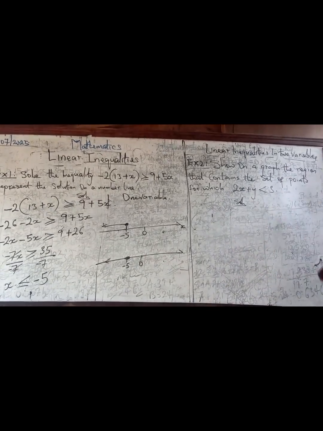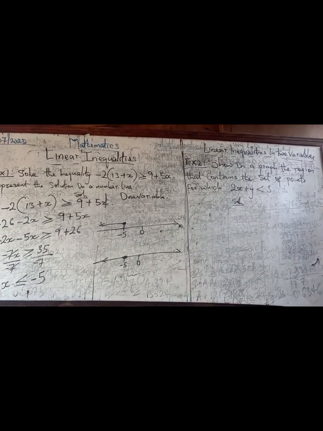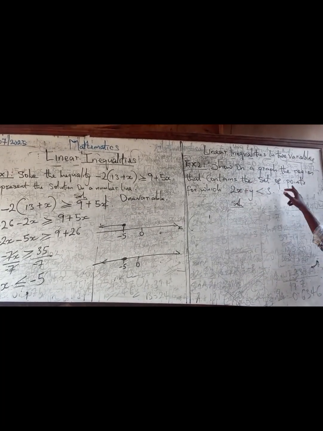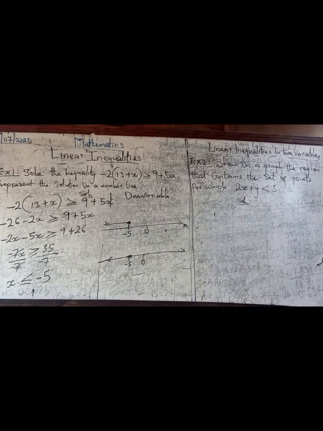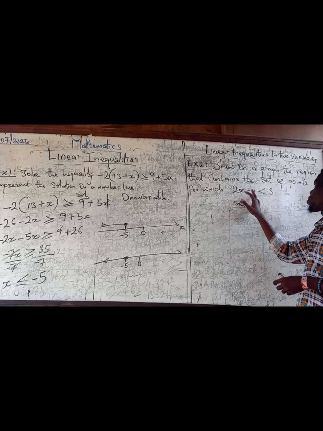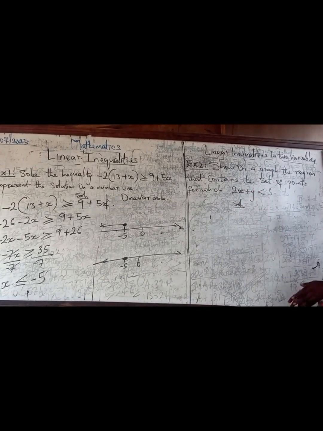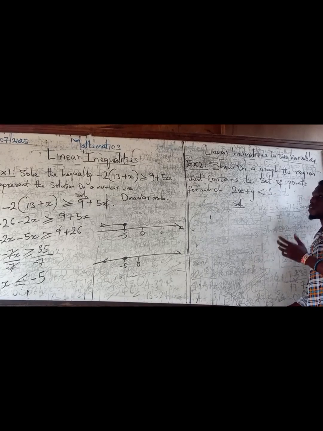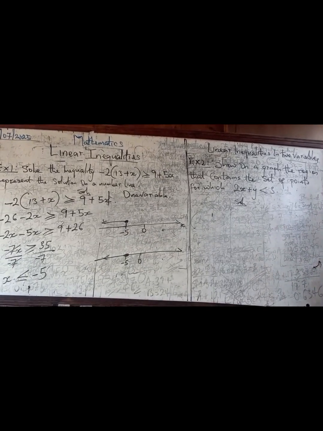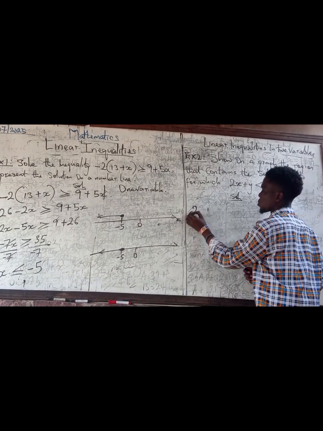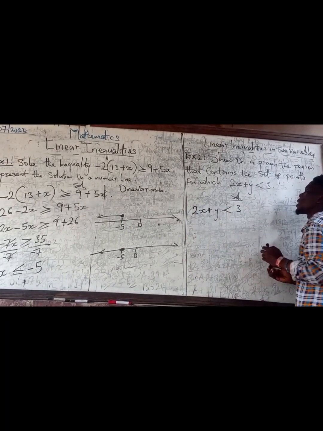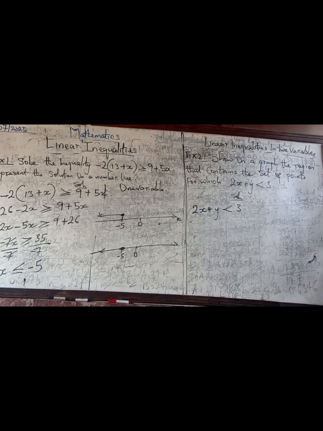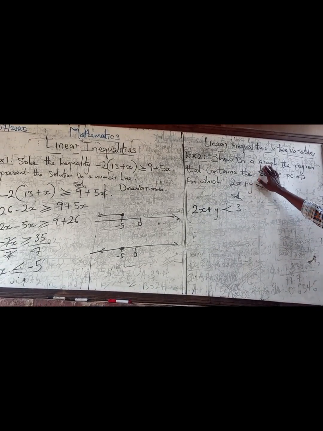So let's go. Now, show on the graph the region that contains the set of points for which 2x plus y is less than 3. So these are questions you will likely see, alright? They are giving you an inequality here. It says 2x plus y is less than 3. What they are telling you now is to represent this information on a graph. You can see that now.